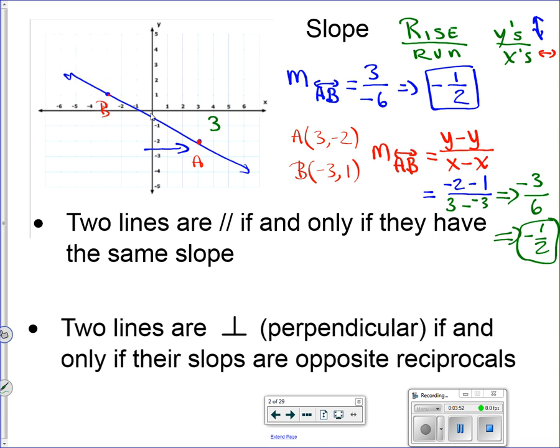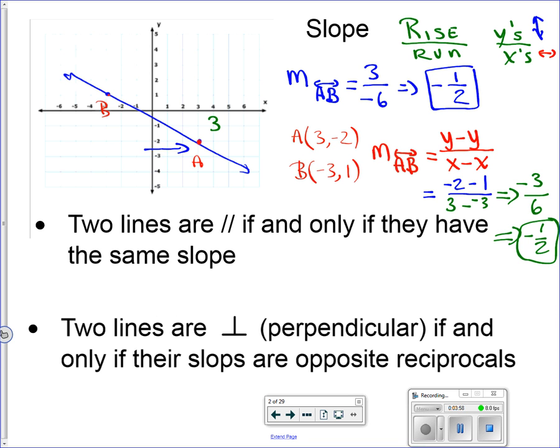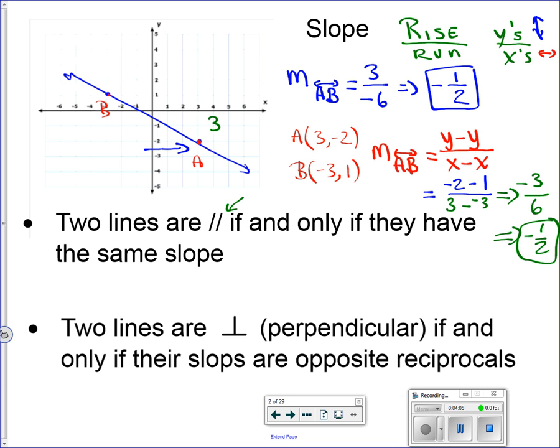Now I have a statement here. Two lines are parallel. That's the word parallel if you need to put that in your notes. That's the symbol for it. Two lines are parallel if and only if they have the same slope. So if we're trying to compare two lines and figure out if they're parallel or not, we just have to look at their slopes and determine if they're the same. If they're both the same fractional slopes, they're parallel.